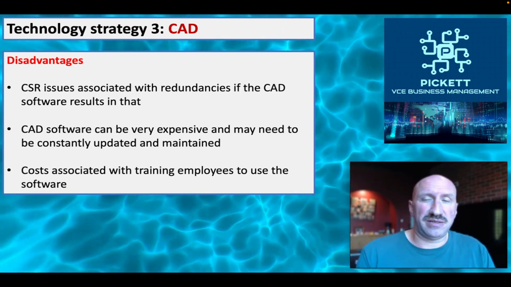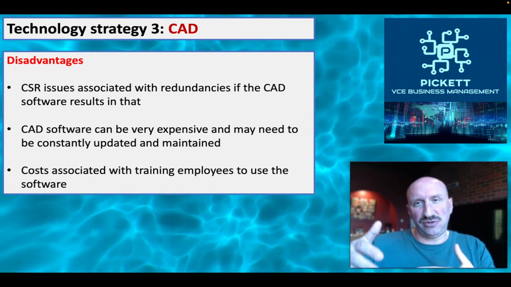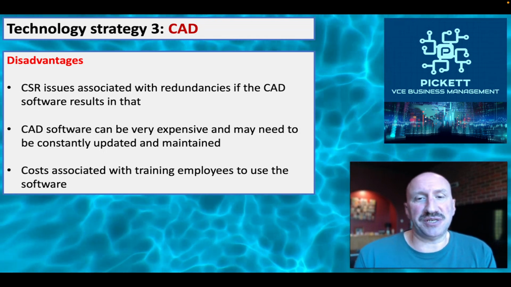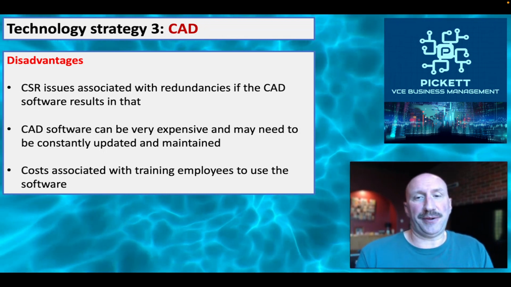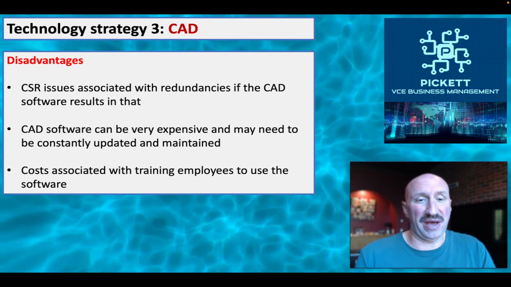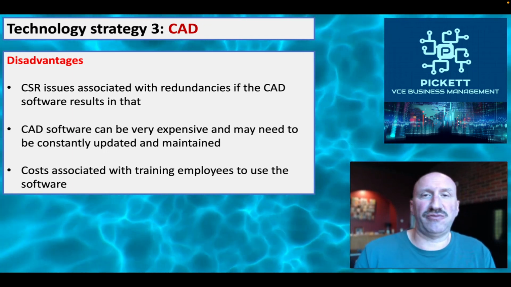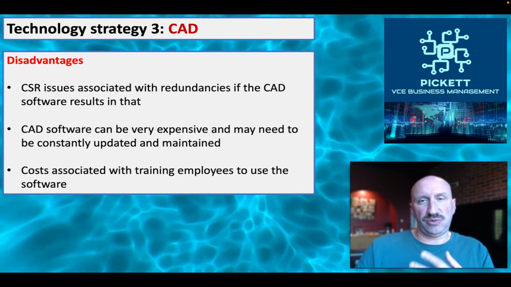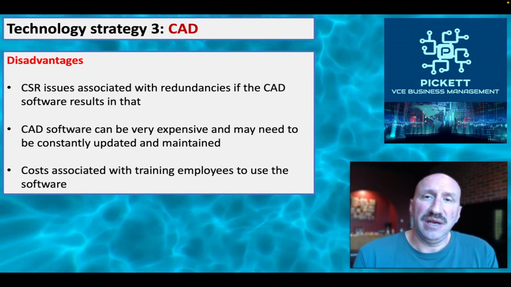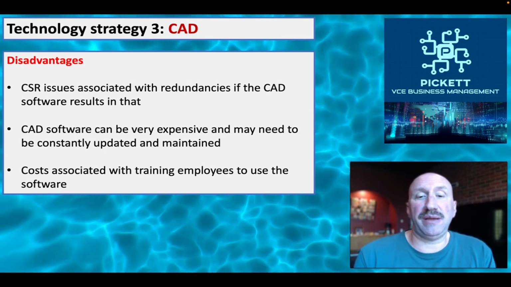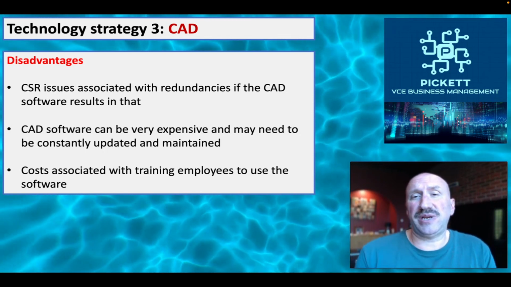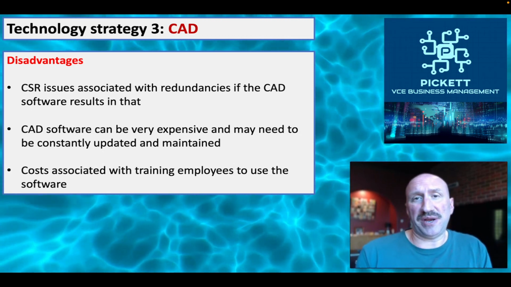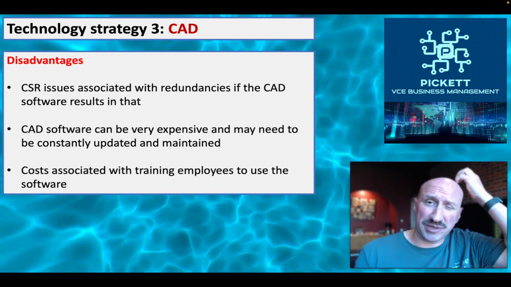Disadvantages, again, so I said things get a bit repetitive, and they do as we go through these technologies. The CSR issues associated with redundancies, if the CAD software does actually result in that. Again, CAD software can be very expensive, might need to be constantly updated and maintained. So again, there's costs associated with that. And also costs associated with training employees to use the software. I guess we didn't actually put that in the previous category, but that would also apply to automated production lines and robotics as well, potentially.